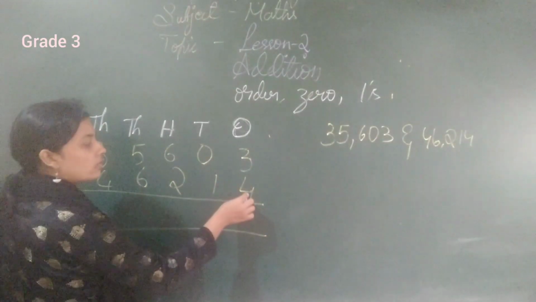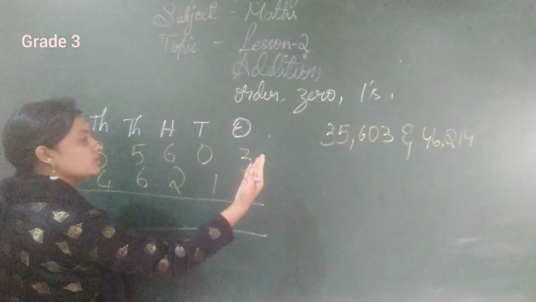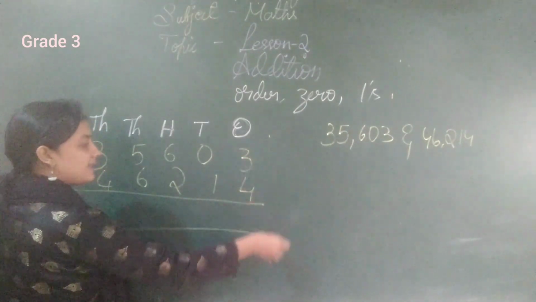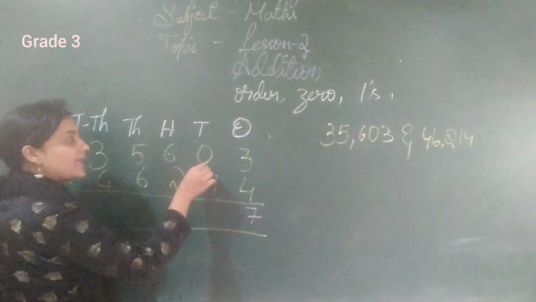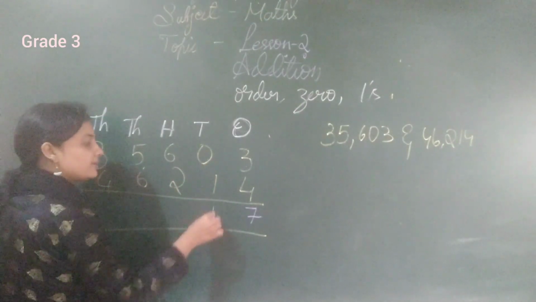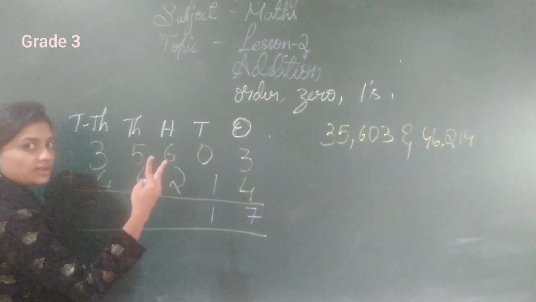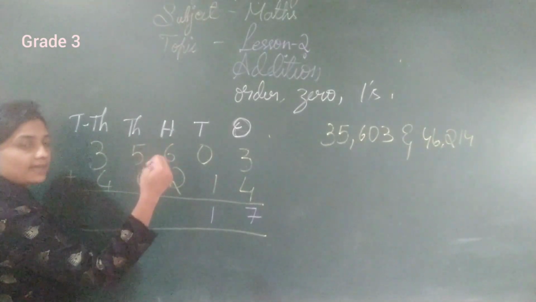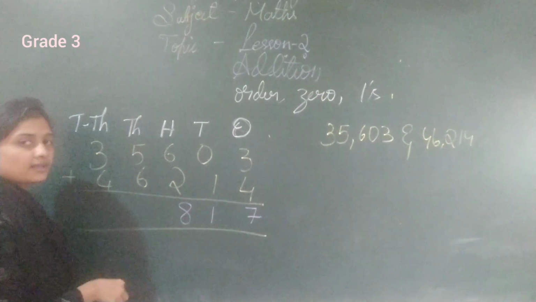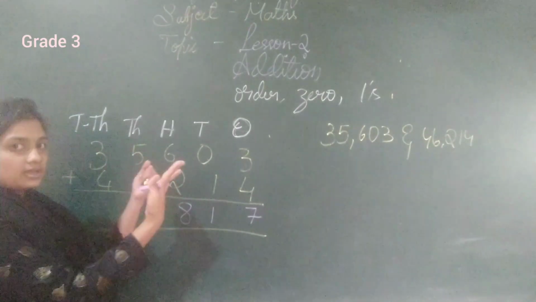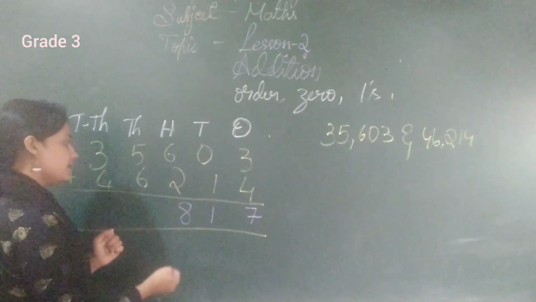So what is 3 plus 4? 3 in your mind, 4 on your finger. After 3: 4, 5, 6, 7. 7 is the answer. 0 plus 1, zero property. Any number added to 0 is the same number. 6 plus 2: 6 in your mind, 2 on your finger. After 6: 7, 8. Next, 5 plus 6: 5 in your mind, 6 on your finger. After 5: 6, 7, 8, 9, 10 and 11.